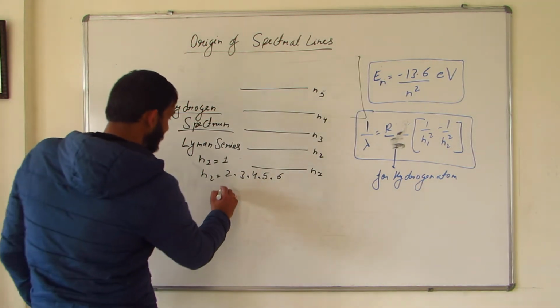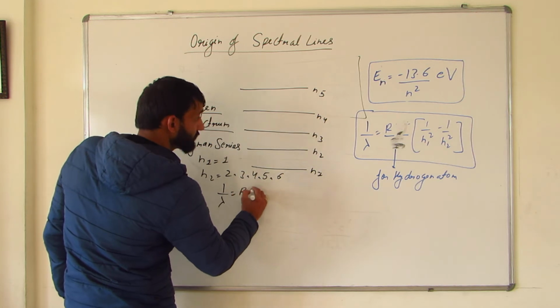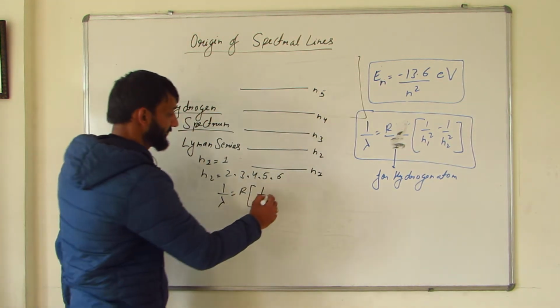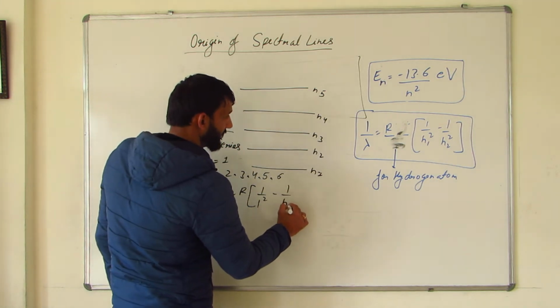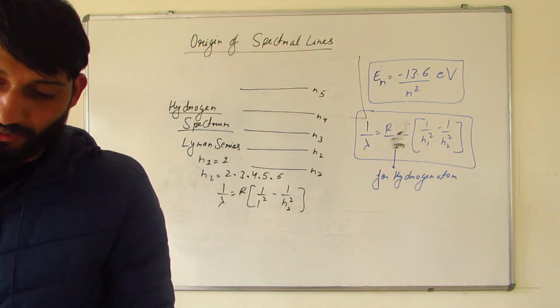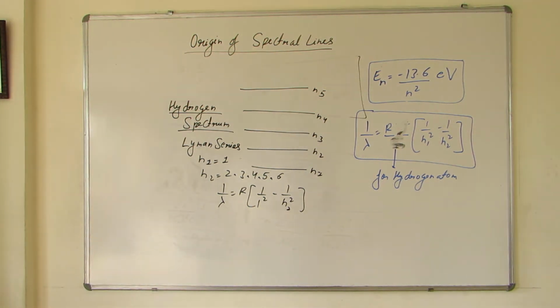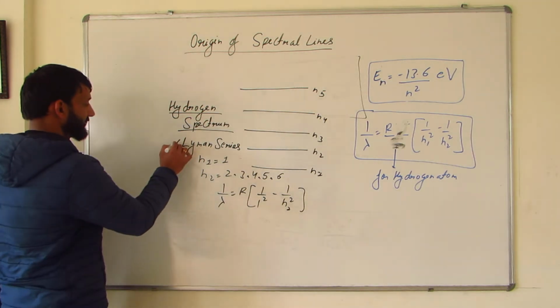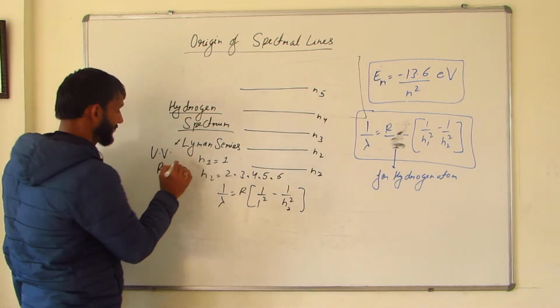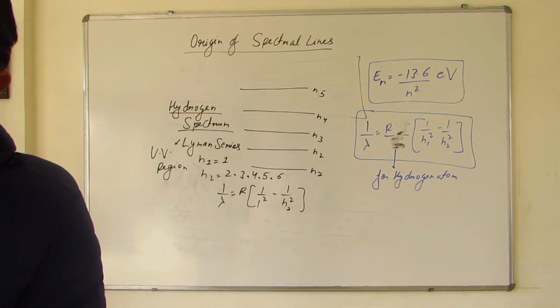So the formula would be 1 by lambda is equals to R, 1 upon, of course n1 would be 1, so 1 upon 1 square, minus 1 upon n2 square, because this can take multiple values depending on from where it is coming. Now guys, you should understand that the wavelength of this Lyman series lies in the ultraviolet region. This is important.